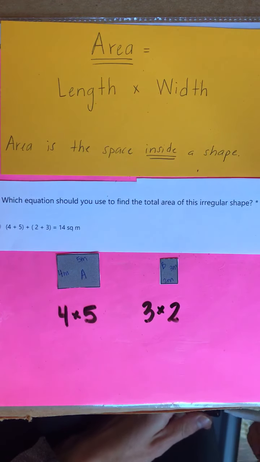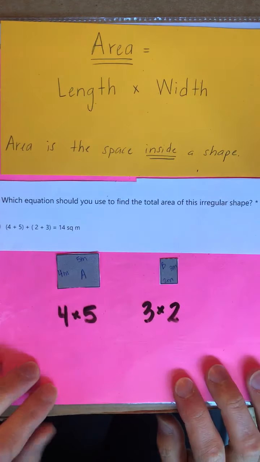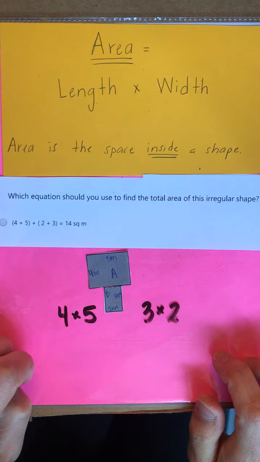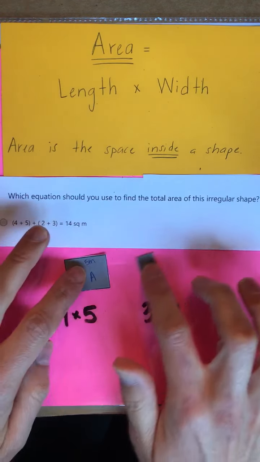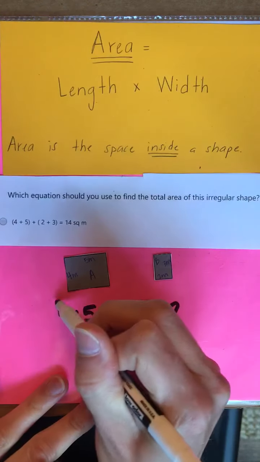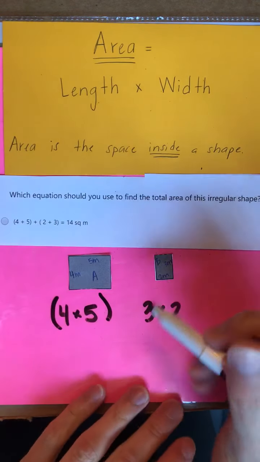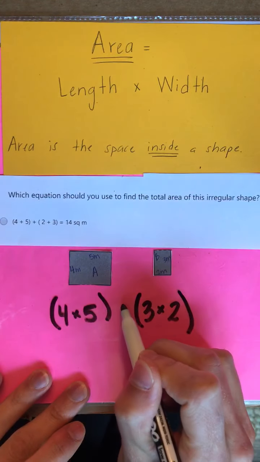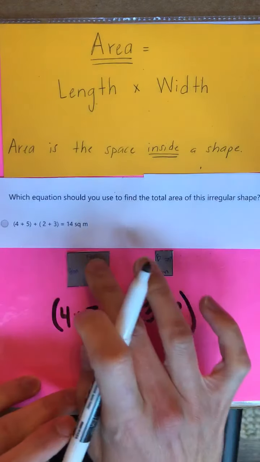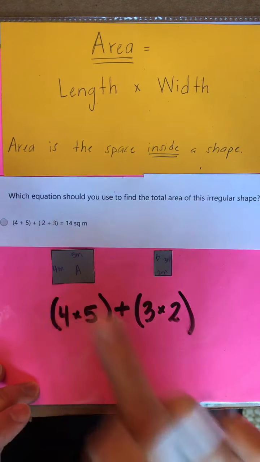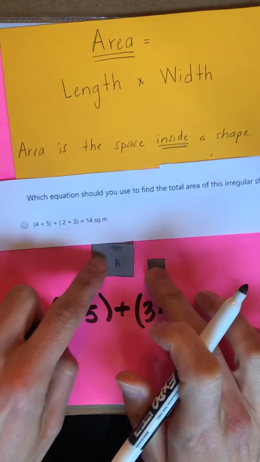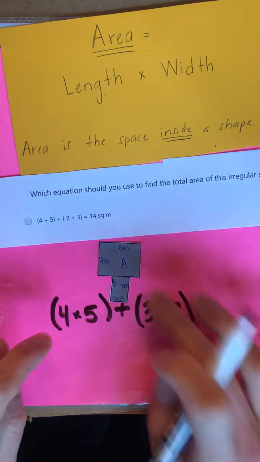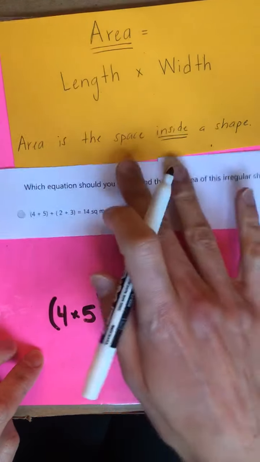Now, I want you to think of this problem as a part-part whole. When we have 2 parts, what do we do to find the whole? Excellent, we add them together. So you're going to find the area of this shape, and then you're going to find the area of this shape, and you will add them together. So you're finding the area of this part and the area of this part, and you add them together to find the whole area.